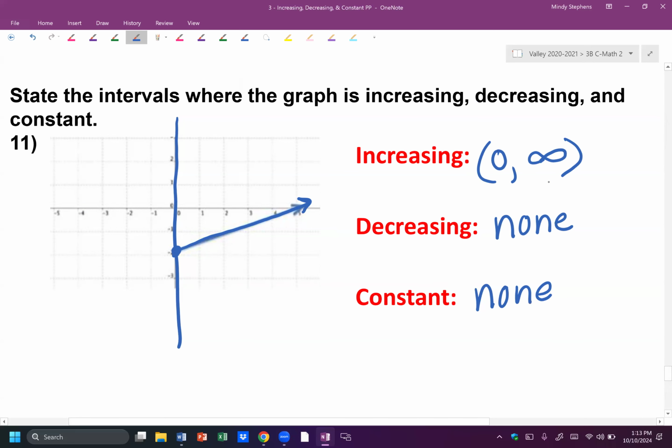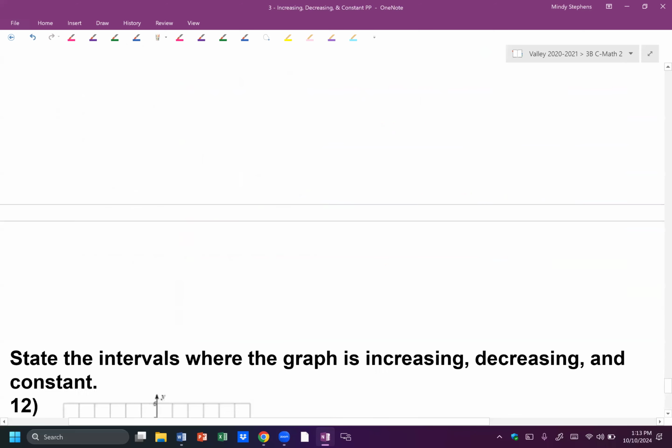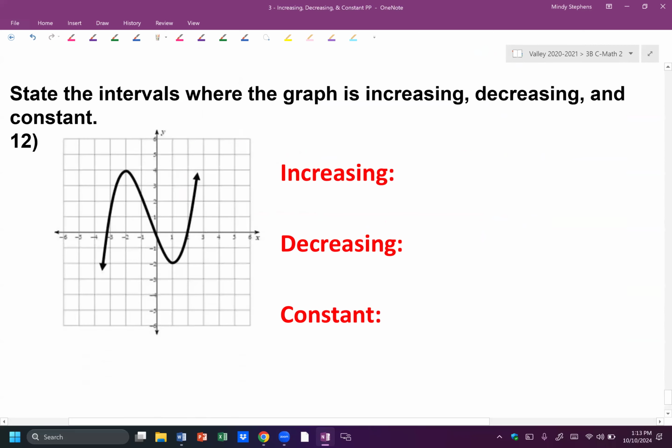All right, one more, last one. We have a couple different things happening on the last one. What is it not doing though, for sure? It's not constant. So we're going to say none for constant. So we know that right off. So it's increasing, then it's decreasing, then it's increasing. So let's start with the increasing. So this first piece right here is increasing. It's going up, starting at negative infinity because it goes forever because of the arrow. It stops right here at -2.